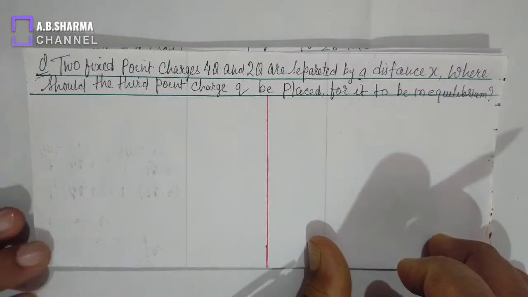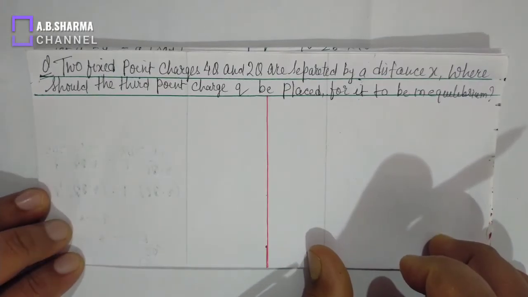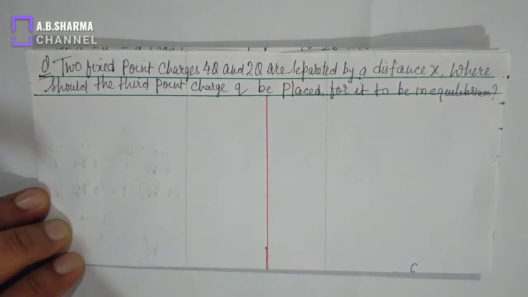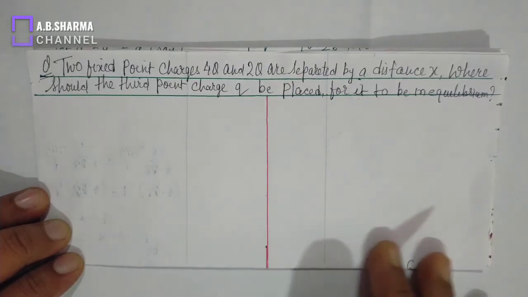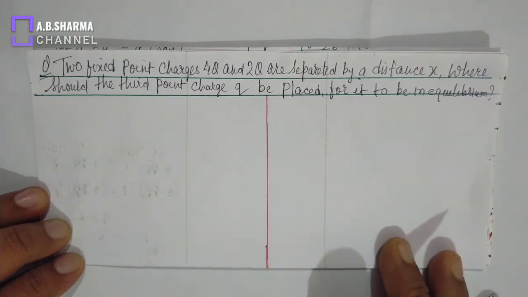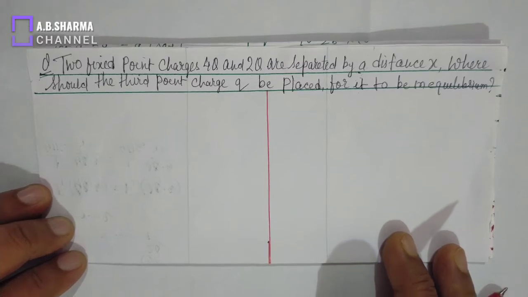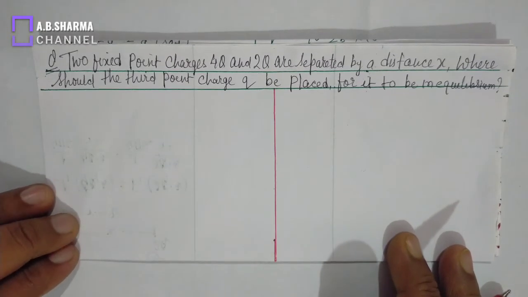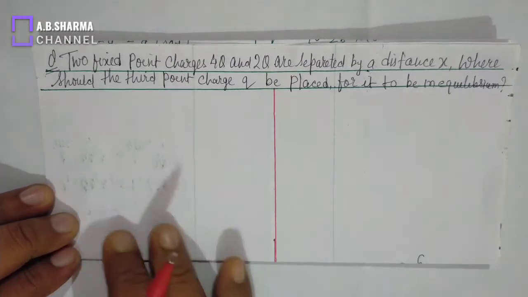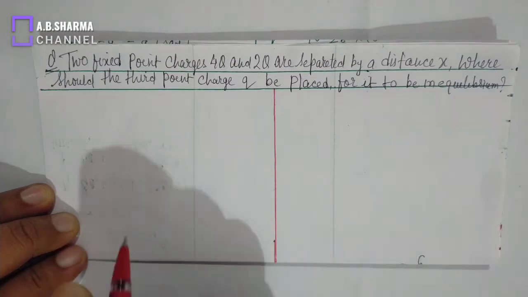The next question is that two fixed point charges 4Q and 2Q are separated by a distance x. Where should the third point charge Q be placed for it to be in equilibrium? So first solve the question by yourself. Pause the video and solve it.